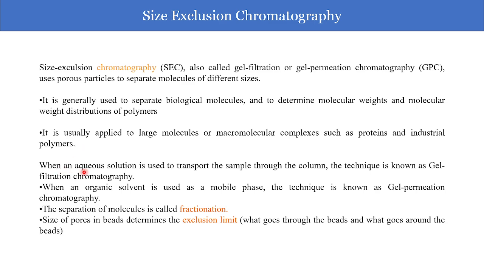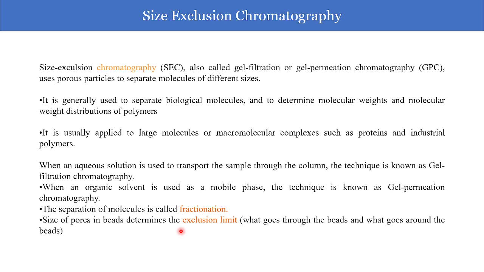Now, when an aqueous solution is used to transport the sample through the column, we call this gel filtration. When an organic solvent is the mobile phase, we call it gel permeation chromatography. So it's the same, it falls under the category of size exclusion chromatography. Depending on the type of mobile phase that we are using, we give it different names. The separation of molecules we call fractionation, and the size of the pores in the beads determines the exclusion limit. Like what goes through the beads and what goes around the beads.